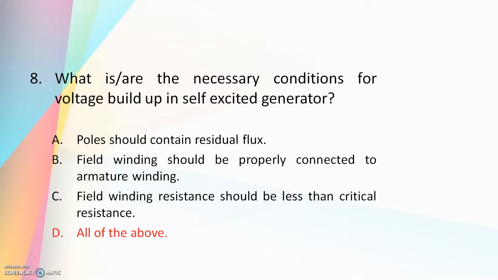For voltage buildup of a self-excited generator, the pole should always contain some residual flux. Then only it will build up because there should be some residual magnetism. And the field winding should be properly connected so that it will keep on building up, and the field winding resistance should be less than the critical field resistance, because above the critical field resistance the generator will fail to build up.